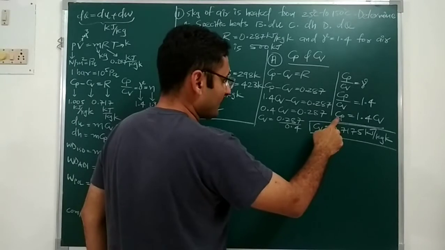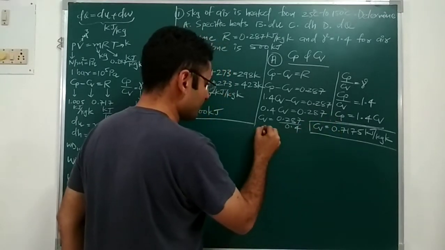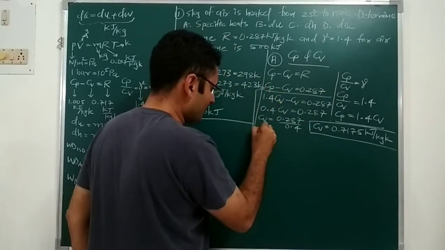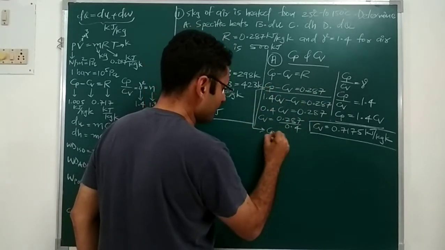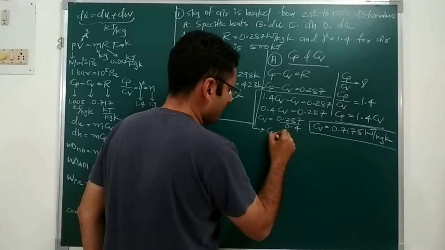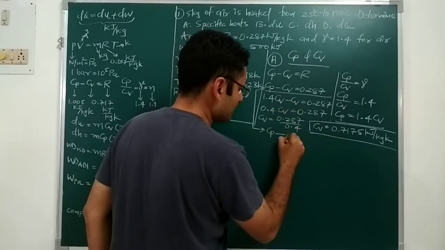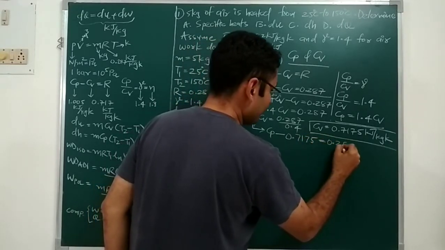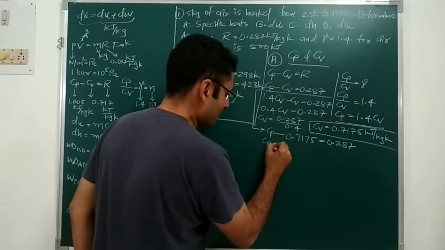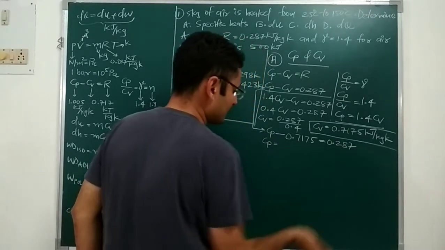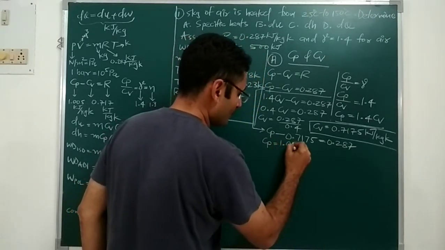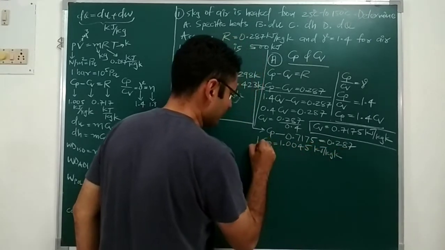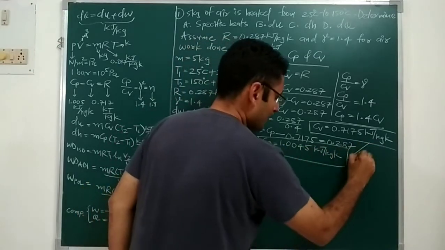In the same way, if you want to find Cp, in this equation I will put the value of Cv. So Cp minus Cv, with Cv as 0.7175, is equal to 0.287. So you will get the value of Cp, as that term goes to the other side with a positive sign. It will be 1.0045 kilojoule per kg Kelvin. So that is your other answer. So both are the answers.